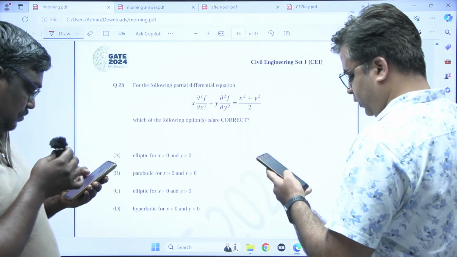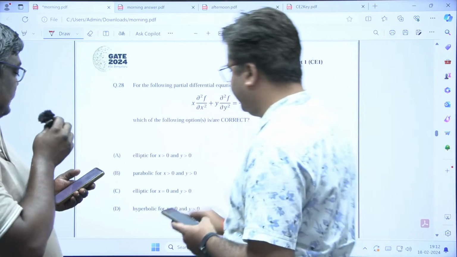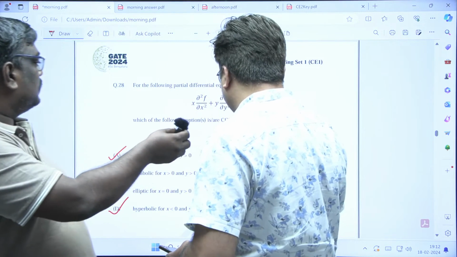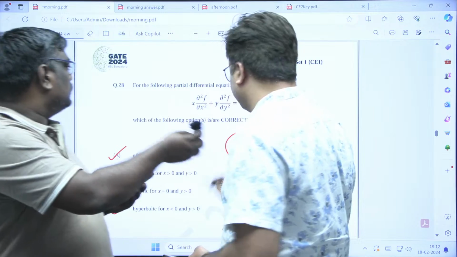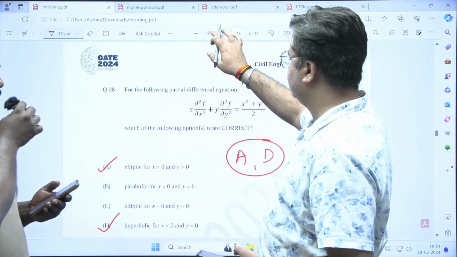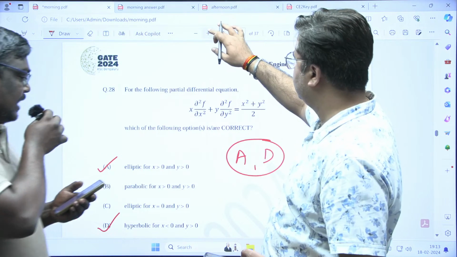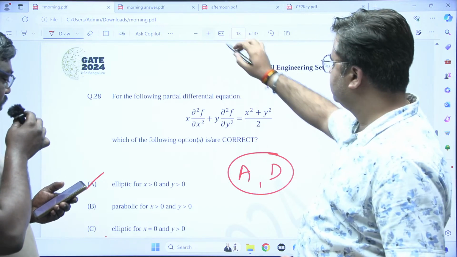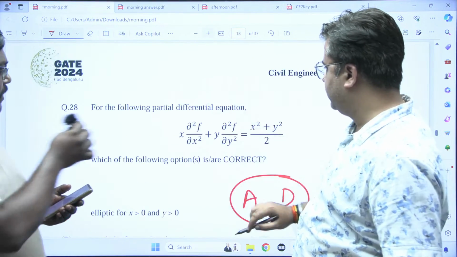Question 28: A and D. Elliptic is option A and hyperbolic is option D, so option A and option D are the correct options. See, students, for the following partial differential equation, which of the following options are correct? Elliptic, x greater than 0 and y greater than 0. Hyperbolic, it is x less than 0 and y less than 0, I think, sir. Okay, fine. You can come down.